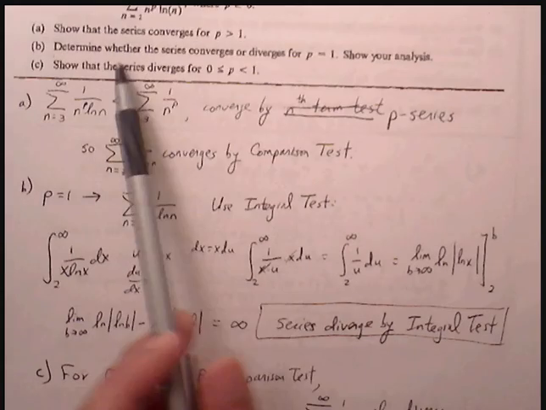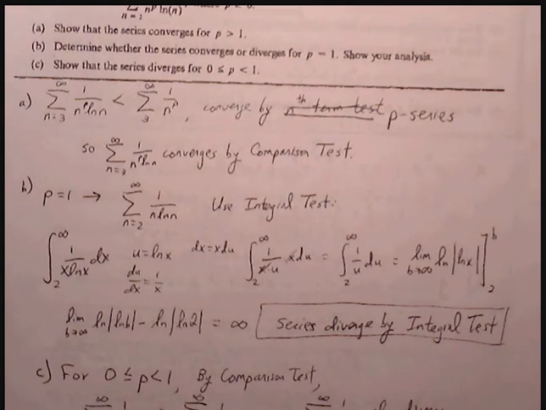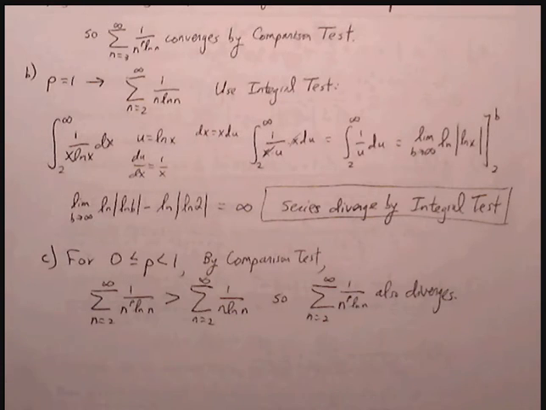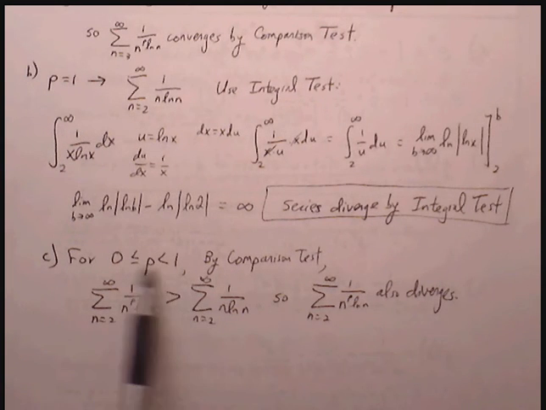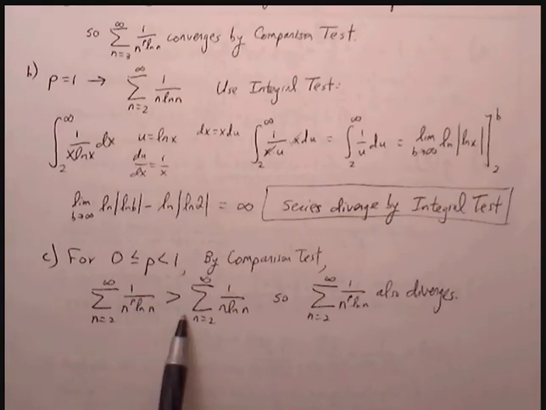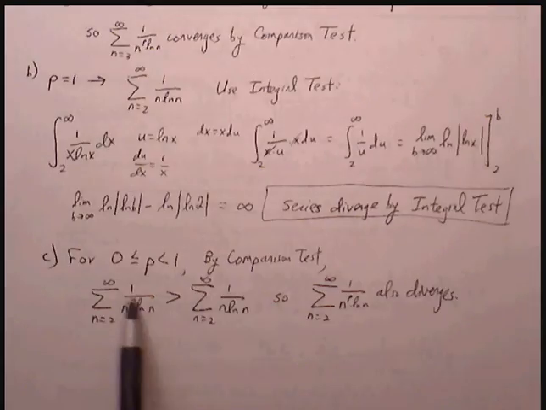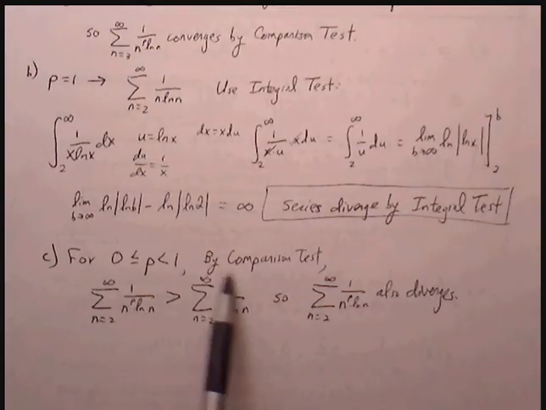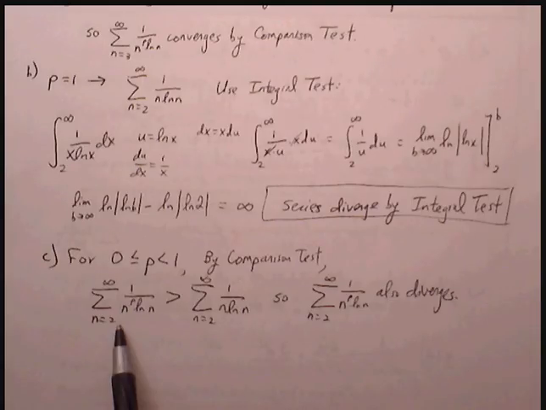Okay, for C, show that the series will diverge for p between 0 and 1. So for p between 0 and 1, we can show by comparison test that 1 over n to the p is going to be greater than 1 over n ln of n, right? And if that's the case, then because we just showed from part B that this series diverges, we know anything greater must also diverge.